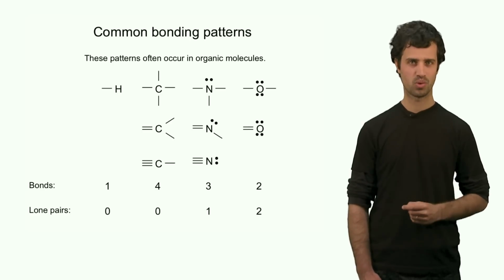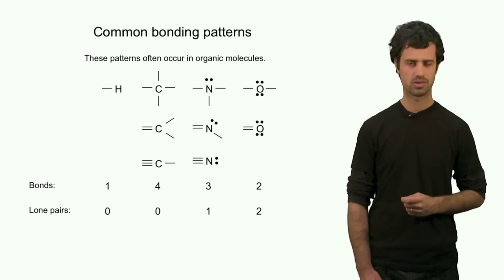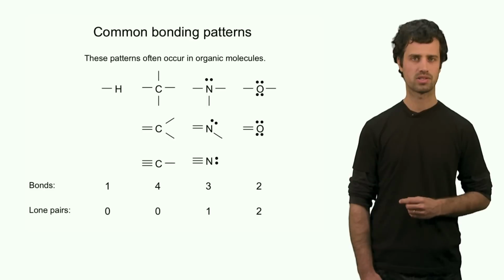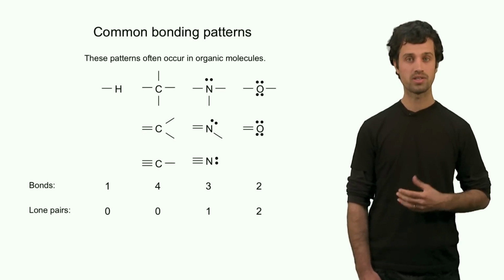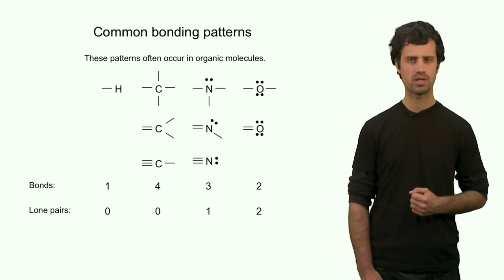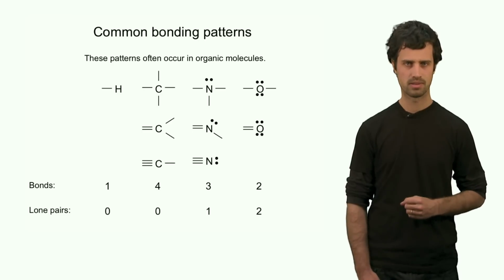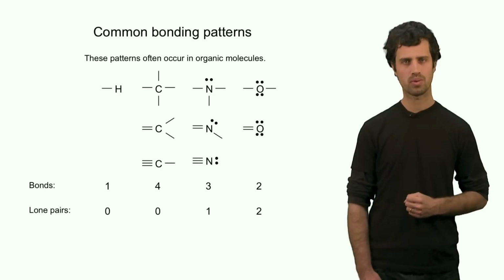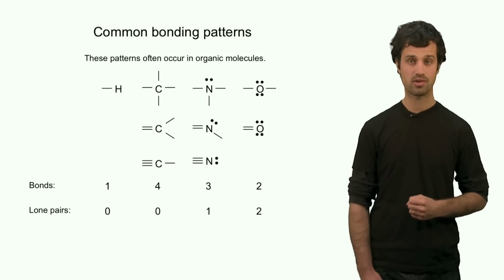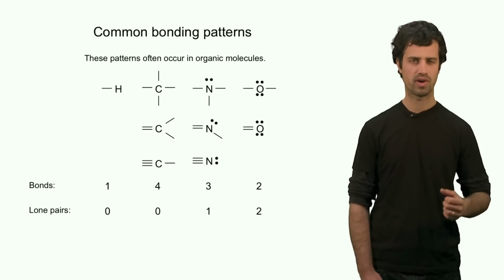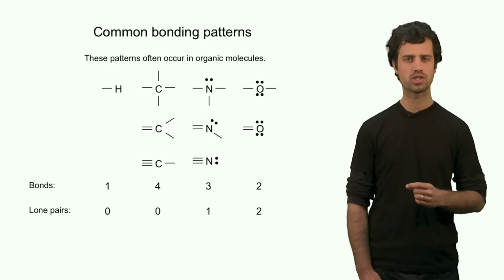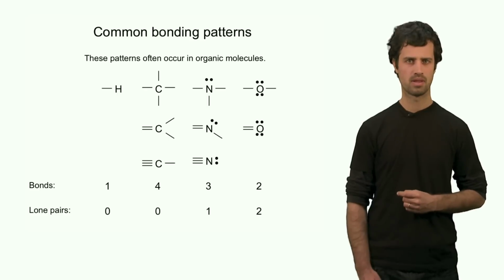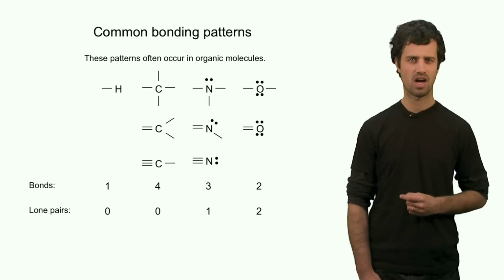Oxygen, another important element in organic molecules, likes to have 2 bonds. These 2 bonds can be 2 single bonds, or 1 double bond. Now, similar to nitrogen, oxygen also has lone pairs, electrons that do not form covalent bonds. Oxygen has 2 lone pairs, indicated by 4 dots on the oxygen atom.